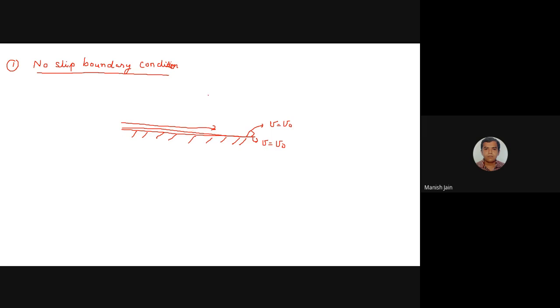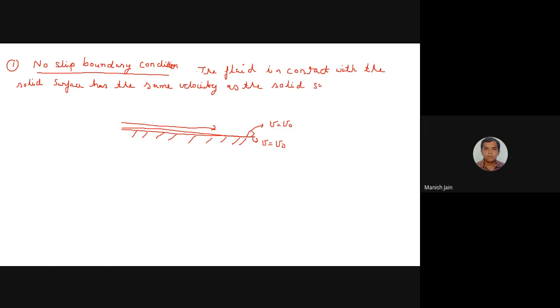So the fluid in contact with the solid surface has the same velocity as the solid surface. This is the no slip boundary condition.